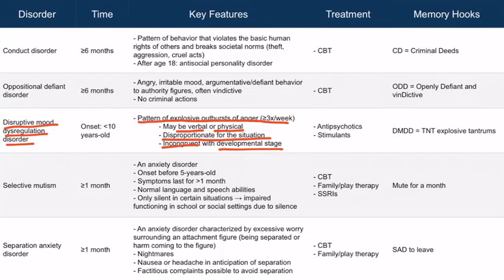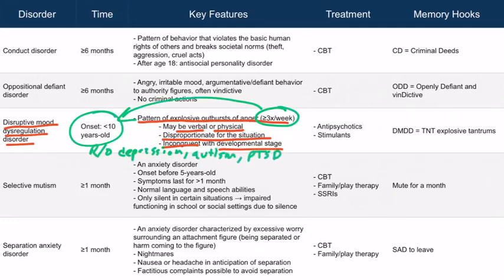So children with this disorder will have angry or irritable daily moods, and as we mentioned, this really should happen 3 or more times a week, and it must occur before the age of 10. And also, these behaviors should not be present during episodes of depression. In other words, rule out depression or other disorders such as autism, PTSD, or separation anxiety. Typically, the treatment includes antipsychotics or even stimulants, such as Adderall. And the memory hook for this disorder is DMDD, which kind of sounds like TNT, if you say it really fast. DMDD, TNT. And TNT is explosive, as in explosive tantrums.